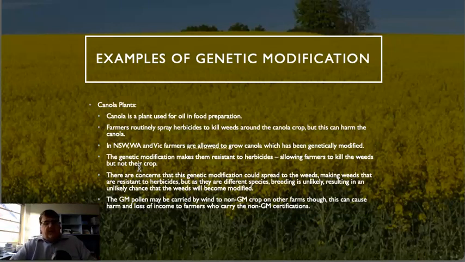So you have these farmers that specifically carry something called the non-genetically modified food certification. So they sell food that's not genetically modified. Now, canola plants and farms are very close to each other. Wind can pick up the pollen and blow it across the farms, and pollen from a genetically modified canola could fertilize a non-genetically modified canola plant, and then all of a sudden the genetically modified traits are going to be in that offspring. And those farmers then end up with genetically modified crops even though they don't have it.